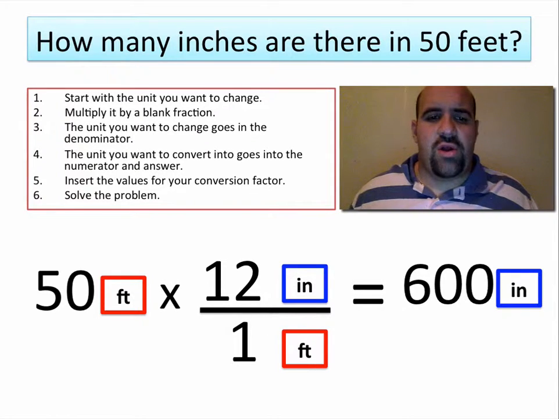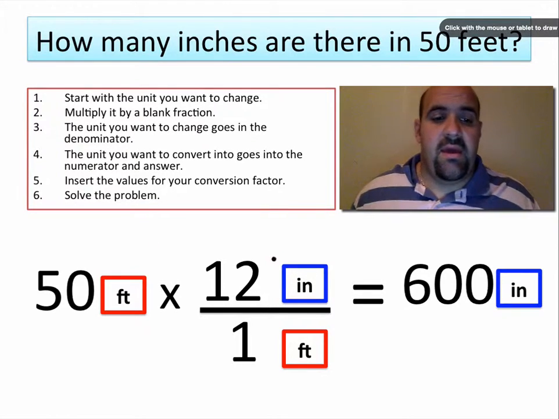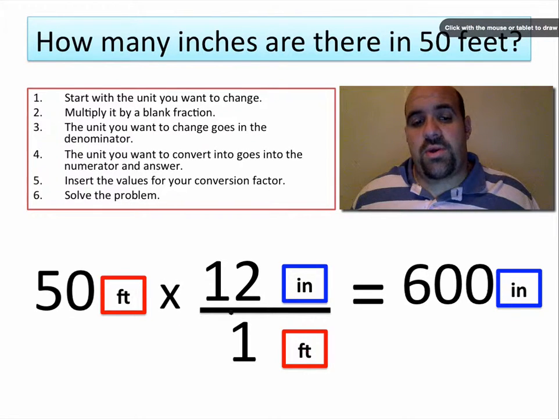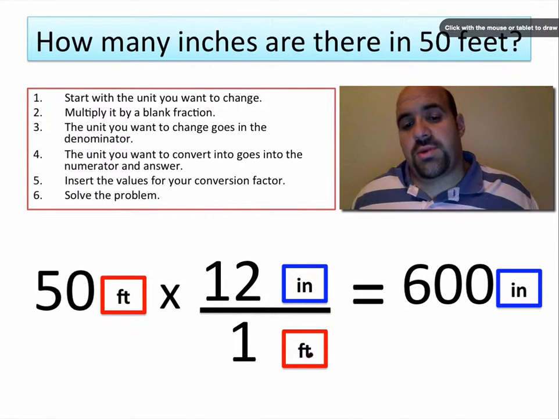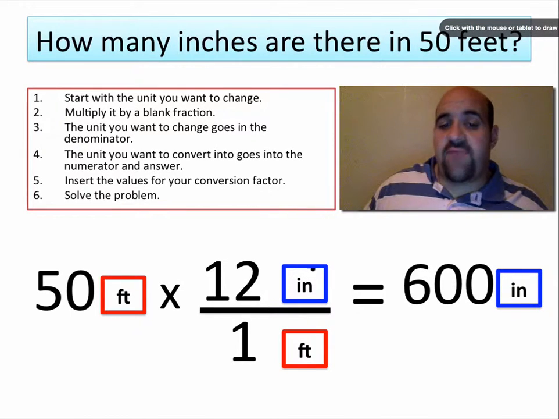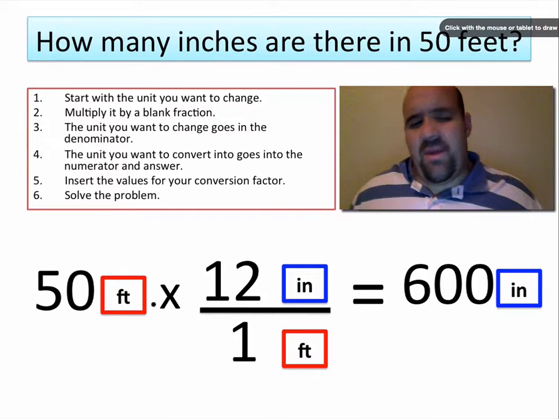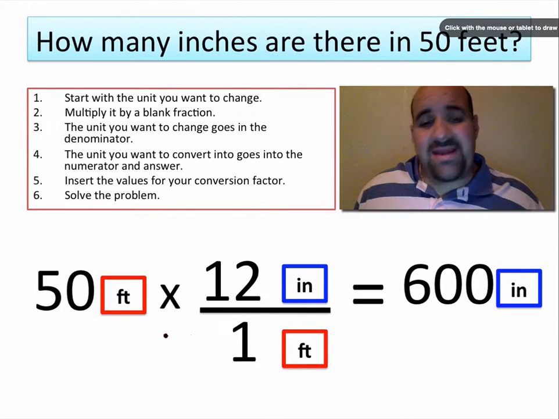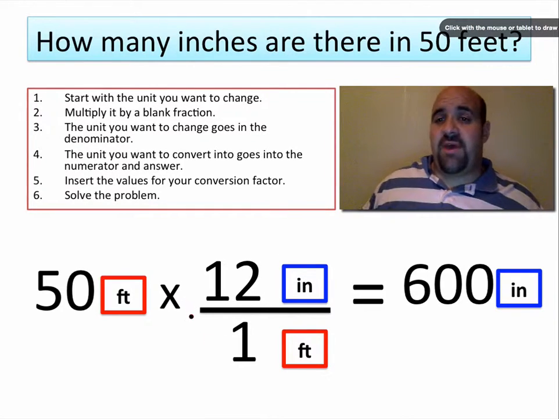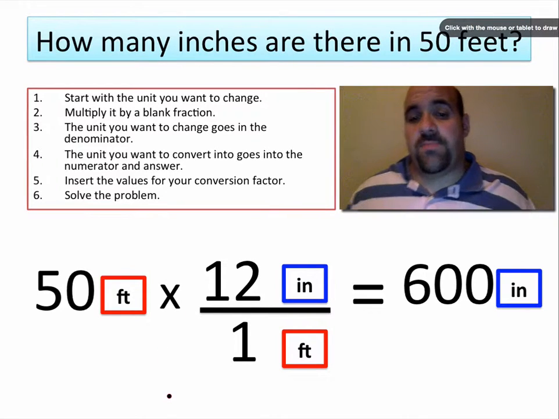And one way to color code this and think about it is whatever unit goes here must also go here. The unit you start with also goes in the denominator. The unit you're converting into goes in the numerator and the final answer. And when units get weird or complicated and they're not as simple as feet and inches, this method will be of immense help to you.